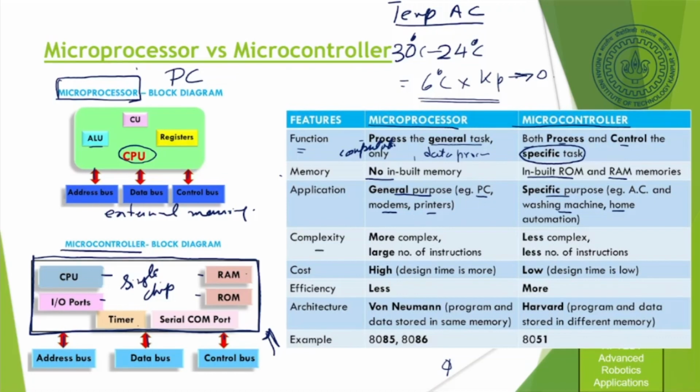In terms of complexity, these are more complex, with a larger number of instructions. These are less complex because it's only one chip. In terms of cost, these are high in cost, so design time is more. A microcontroller is very low in cost. For example, it can be only 500 rupees for a microcontroller. Efficiency is less here, and this is more.